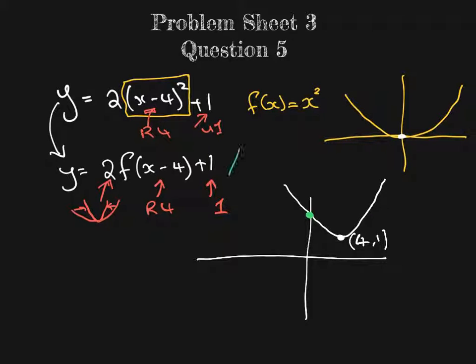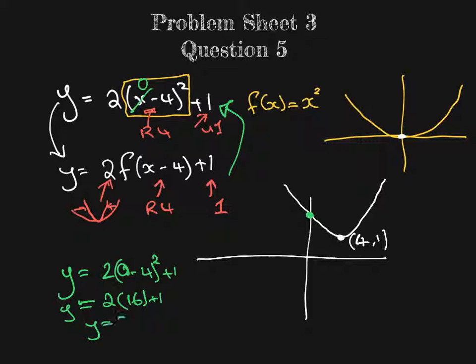The y-intercept is when x is 0. We go back to the equation, replace the x with 0, and solve for y. 2 times (0 minus 4) squared plus 1. Y is 2 times 16 plus 1. Y is 33. That's the end of our graph.